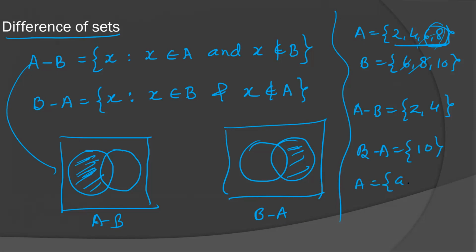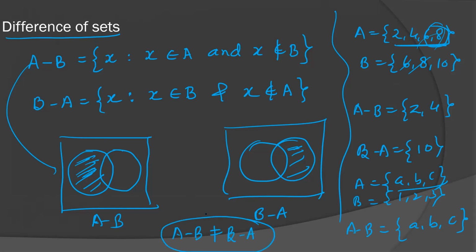Suppose A is {a, b, c} and B is {1, 2, 3}. Many people get confused. What is A minus B? Many people write empty set, but this is the wrong answer. Nothing in A is in B, so no element is common. A minus B will be the elements belonging to A only, so this will be A minus B. Important point: A minus B is not commutative. A minus B is not equal to B minus A.